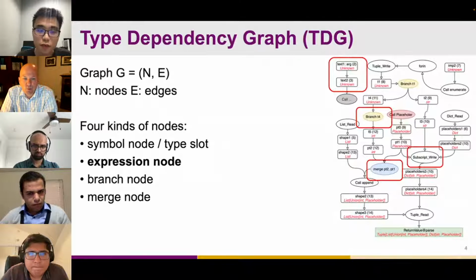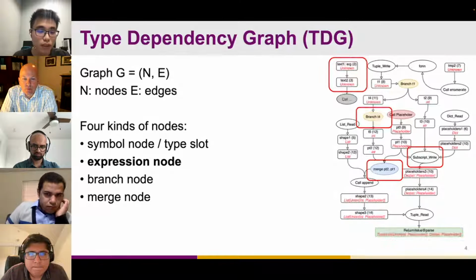And in these slides, we show an example of such a type dependency graph. And generally, there are four kinds of nodes in it. The symbol nodes that indicate the variables we need to infer the types. The expression nodes that indicate the expressions generating new types. And branch and merge nodes that handle the data flow.